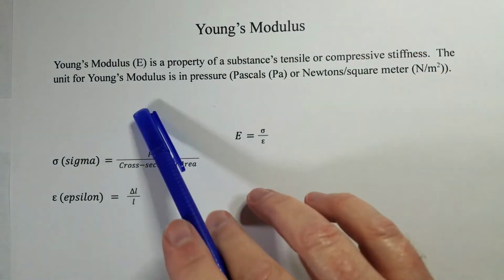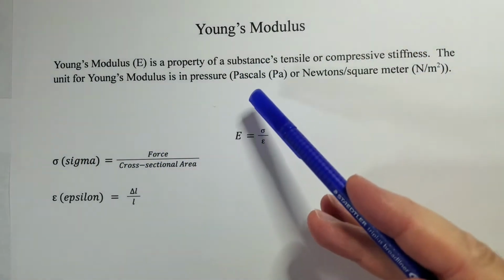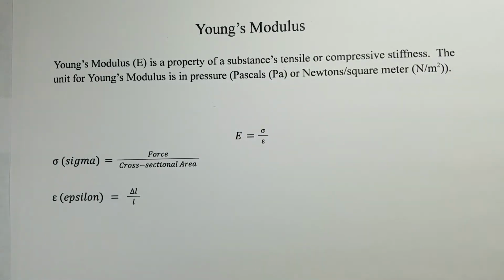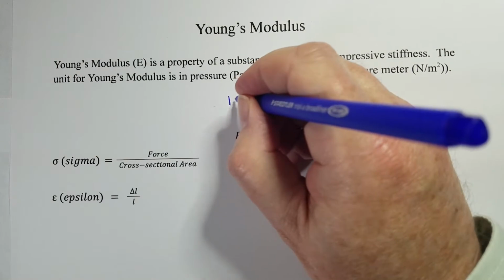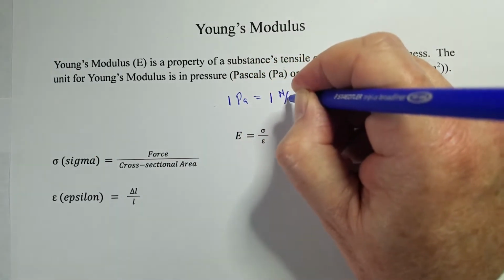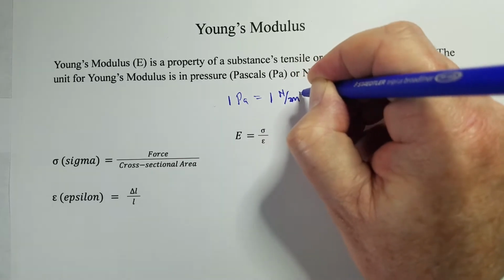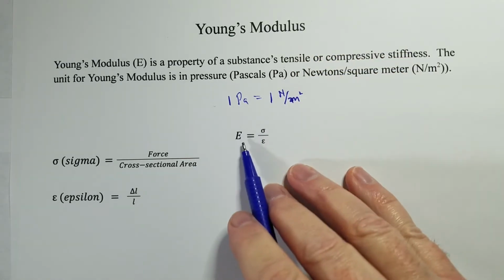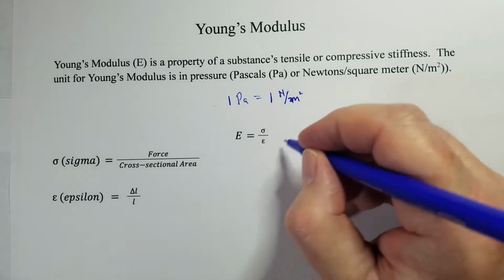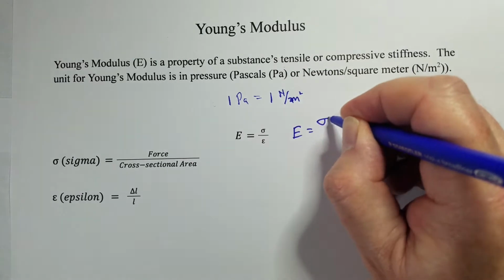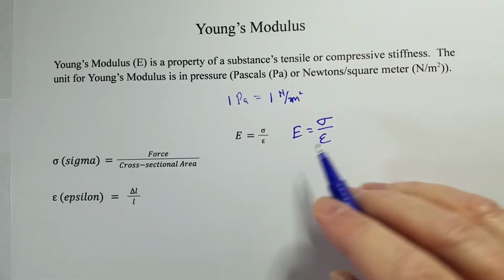Now Young's modulus is measured in, well, the unit is pressure. It's either in pascals or newtons per square meter, but 1 pascal is equal to 1 newton per square meter. So the two can be interchanged with each other. And epsilon, that's kind of a small font, but E is equal to sigma over epsilon.